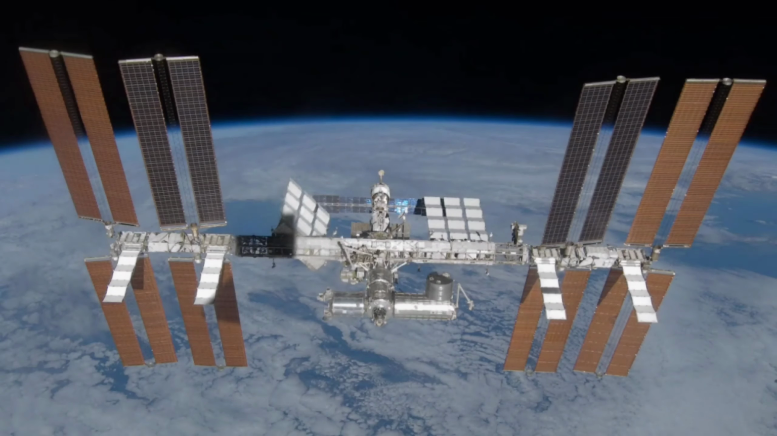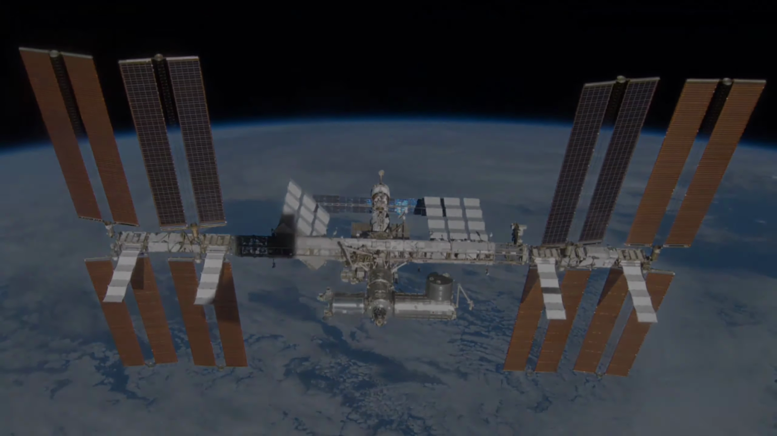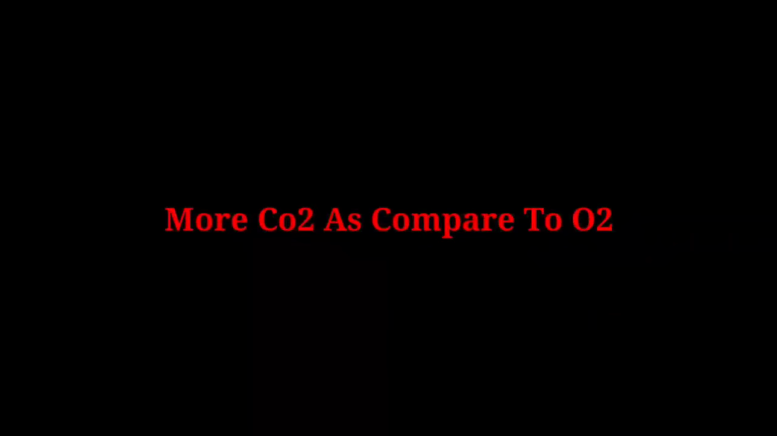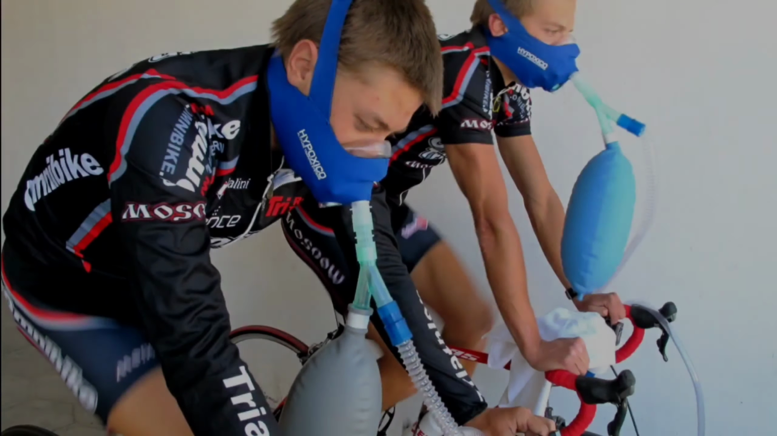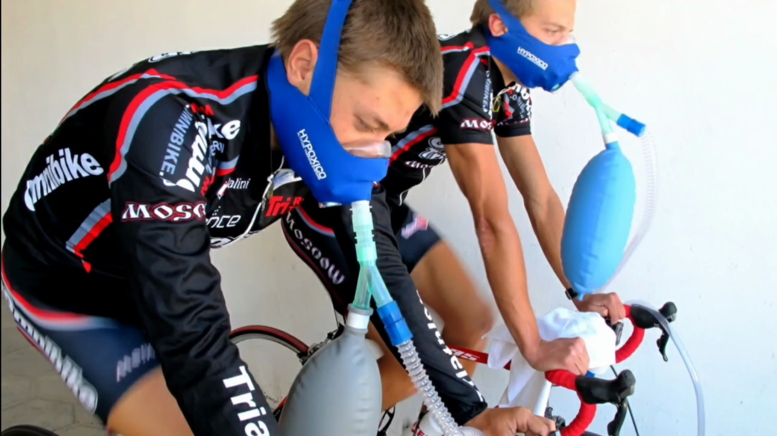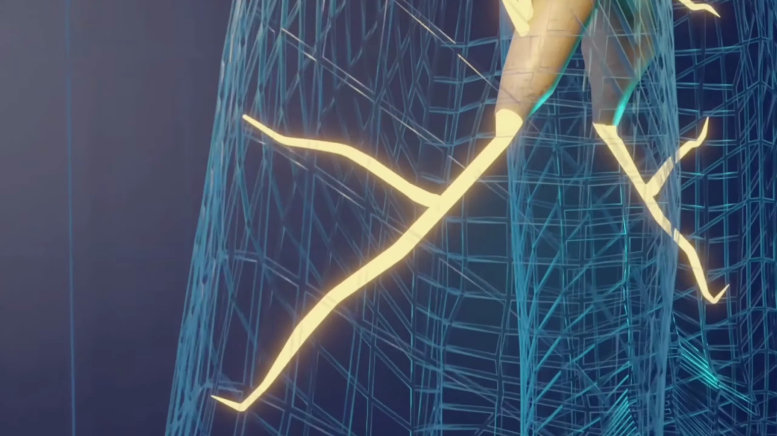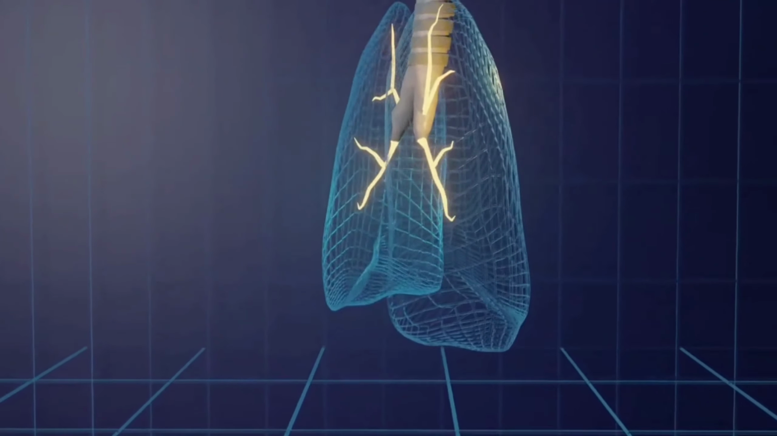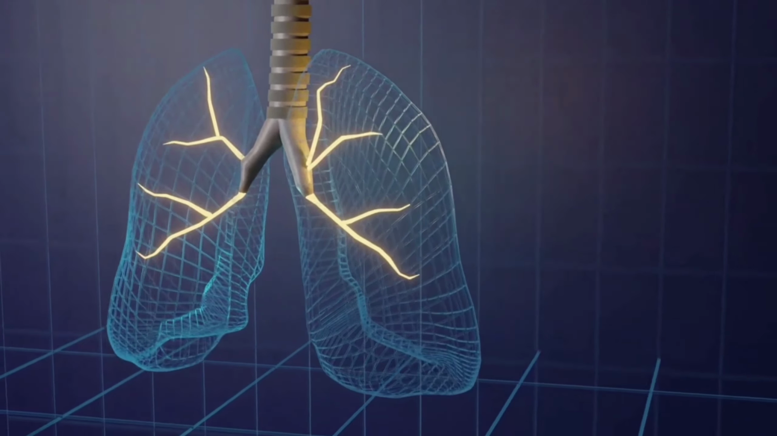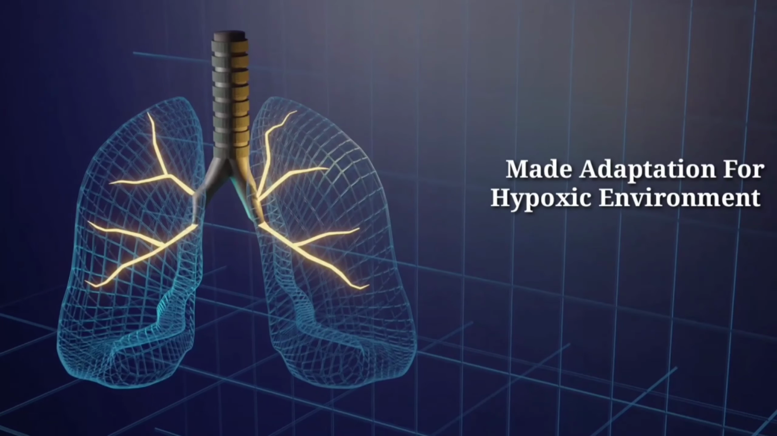In the International Space Station, hypoxic air is present. That means there is more carbon dioxide as compared to oxygen. To train astronauts for that, we give 2 or 3 minutes of hypoxic air followed by pure oxygen. After doing this therapy continuously, the lungs and the body of the astronaut will adapt to the hypoxic air which is present in the International Space Station.